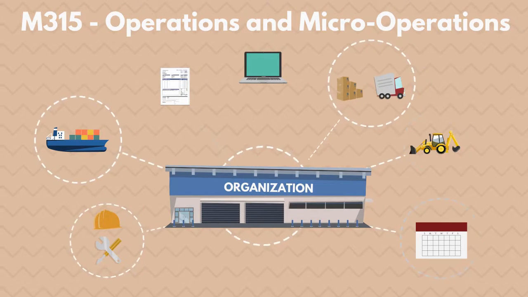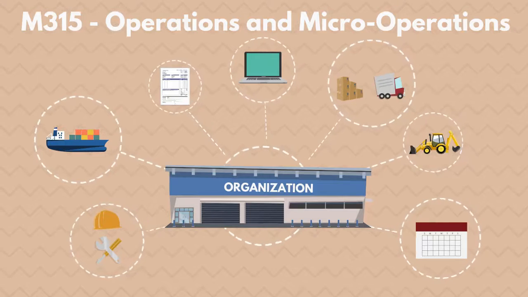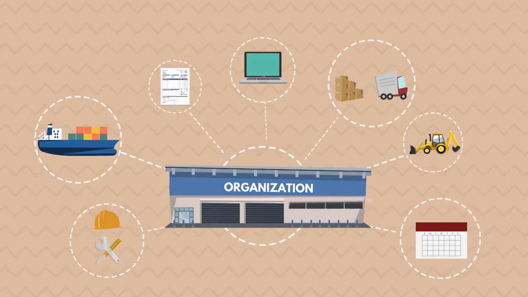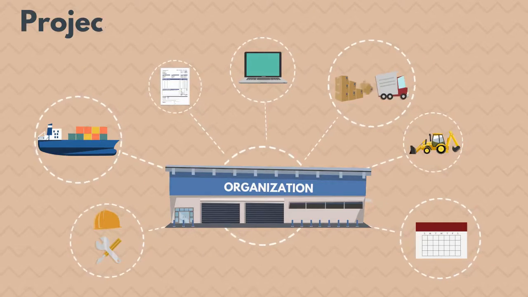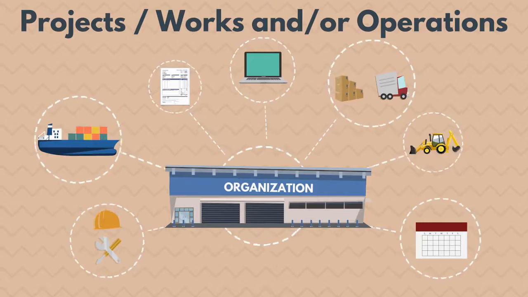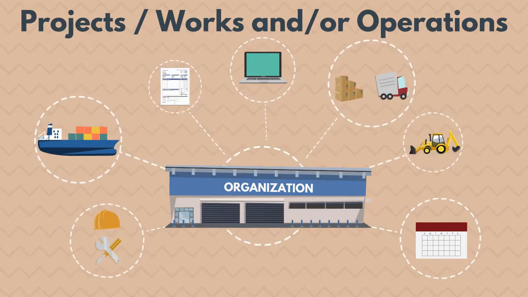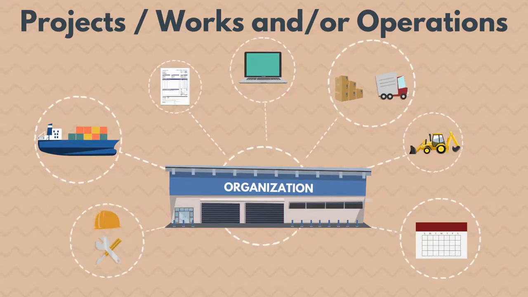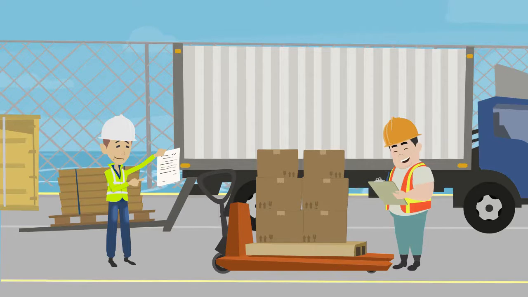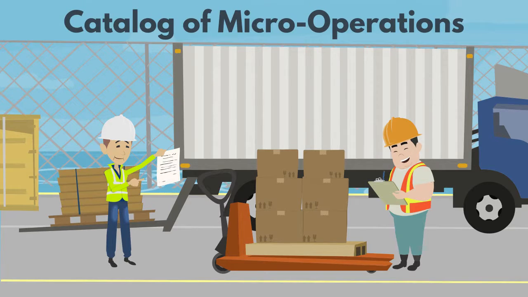M315. Operations and micro-operations. Many of the activities performed by organizations can be set out as projects, works, and/or operations, taking such activities as more structured, more repetitive, and of shorter duration than projects, works. The operations consist of micro-operations, from the catalog of micro-operations established by the organization.